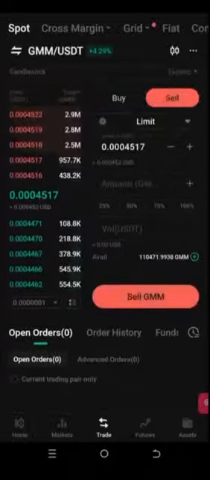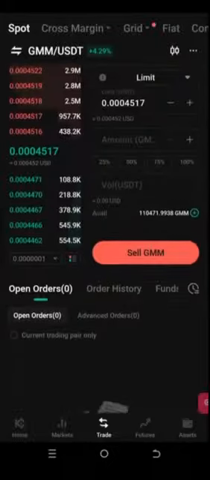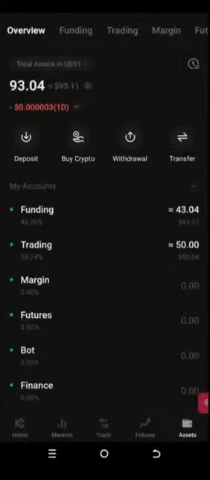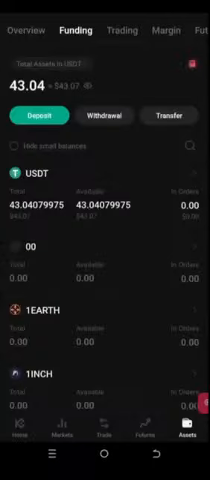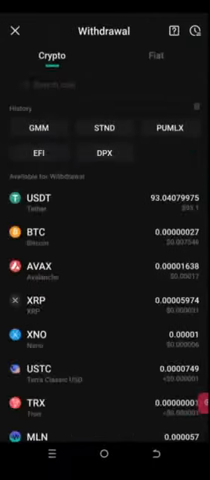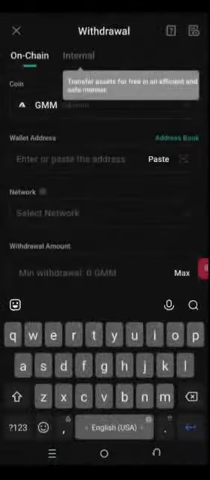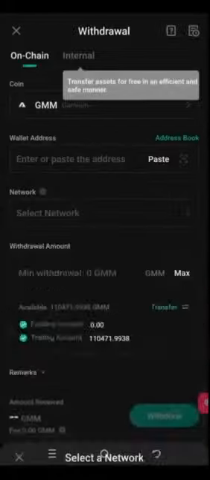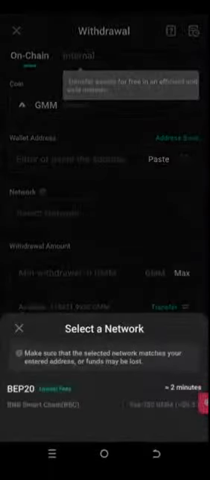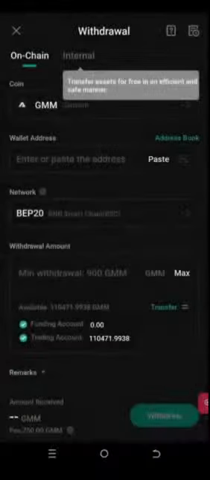So what we have here is 110,471. Okay, so we're going to quickly send this over to Mexi. So let's go and get all the details we need. So we're just going to go over there to our funding, and then we just withdraw. Okay, so what we have now is that we're going to withdraw GMM. Okay, so we're selecting the network, which is what? BEP20. Okay, and the max.